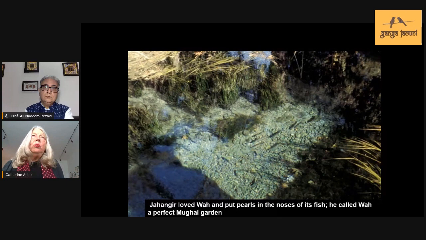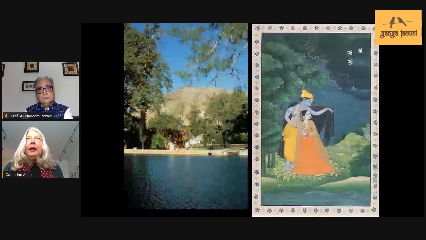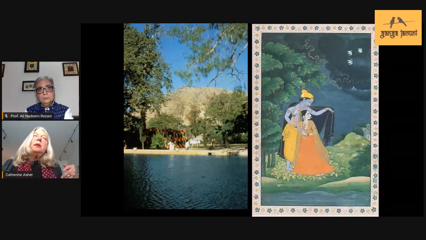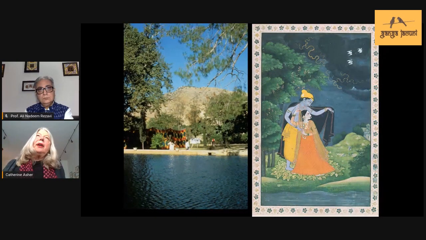And Jahangir, who was not too enthusiastic at all about Man Singh, adored Wa. He thought Wa was a perfect Mughal garden. And he even put pearls in the noses of the fish that swam in its water. While the descendants of this fish, which I think you can see in this picture, no longer have pearls, you still see that the water is crystal clear. Now, Jahangir saw it as a perfect Mughal garden.